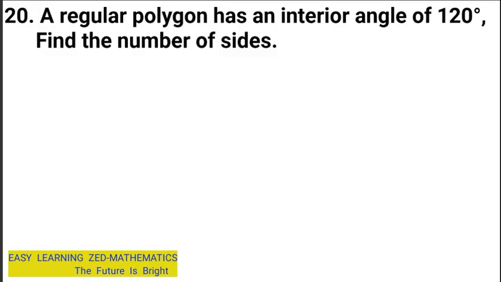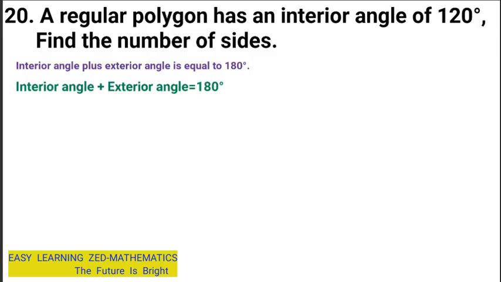So what we're going to do is use a property which is interior angle plus exterior angle is equal to 180 degrees. This is the property we're going to use for us to find the degrees of the exterior angle, since we're given the interior angle. So we're going to write the expression: interior angle plus exterior angle is equal to 180 degrees.